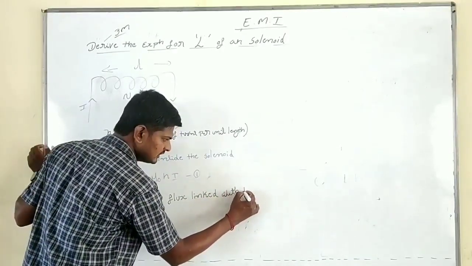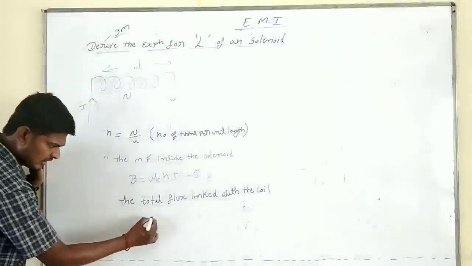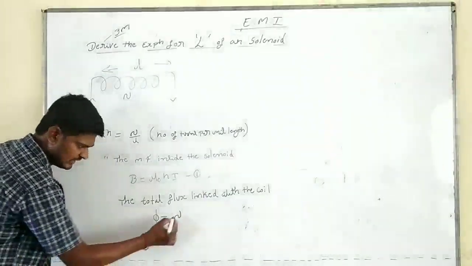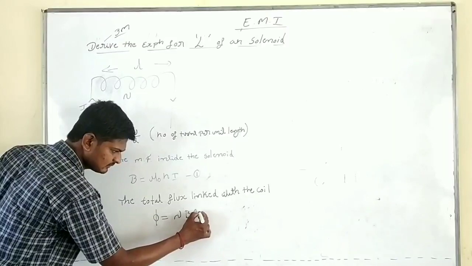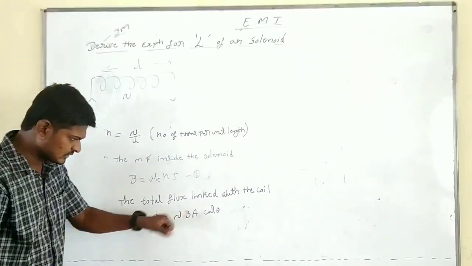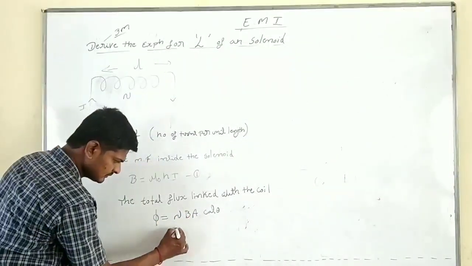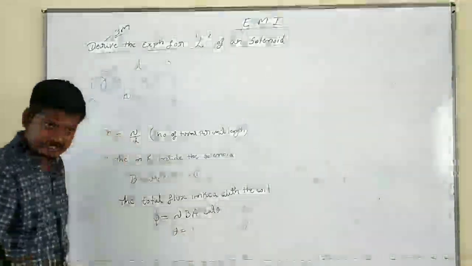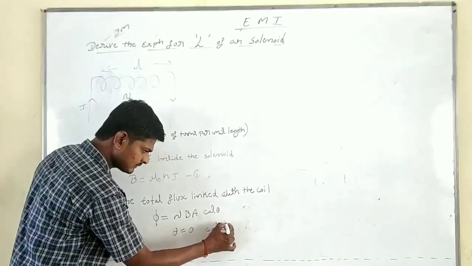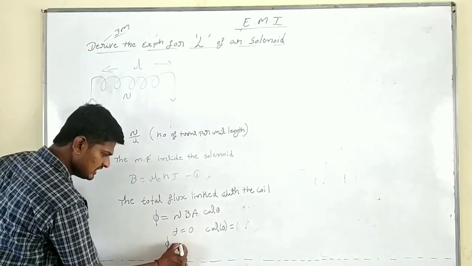Total flux linked with the coil. I am going to write flux phi is equal to, already you know that for a coil having N number of turns, NBA cos theta. Here I am going to take the angle between B and A to be 0, meaning both the magnetic field and the area vector act in the same direction. Theta will be 0, cos 0 will be 1, which means the flux phi is equal to NBA.